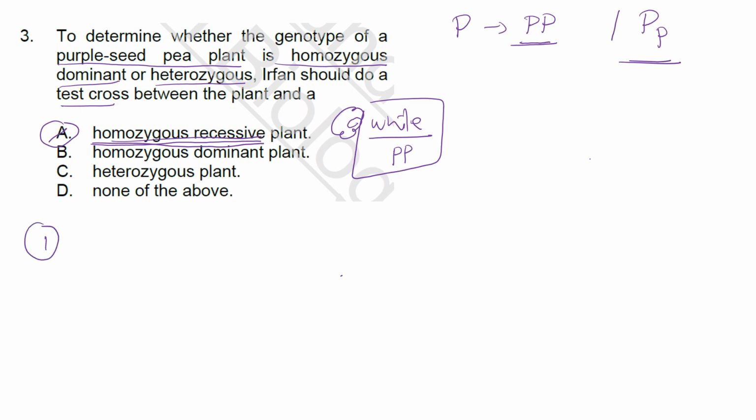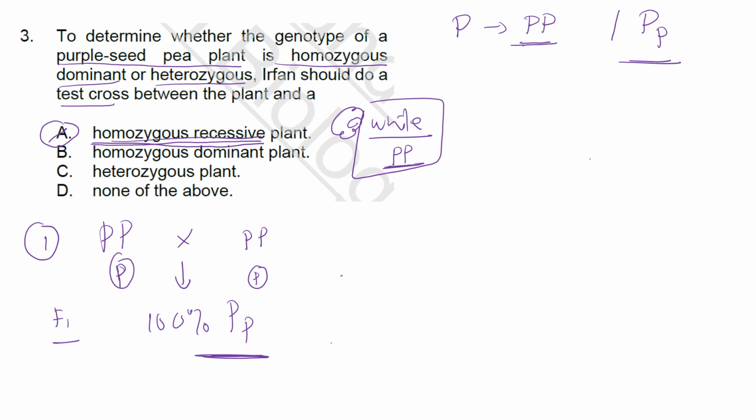So for example, if the plant is homozygous dominant, when you cross with a homozygous recessive individual, the plant that has white flowers, the F1 generation or the offspring would produce 100% purple flowers. This is the gamete for the first parent. This is the gamete for the second parent. When the gametes fertilize each other, the F1 offspring will be heterozygous, which is 100% purple.